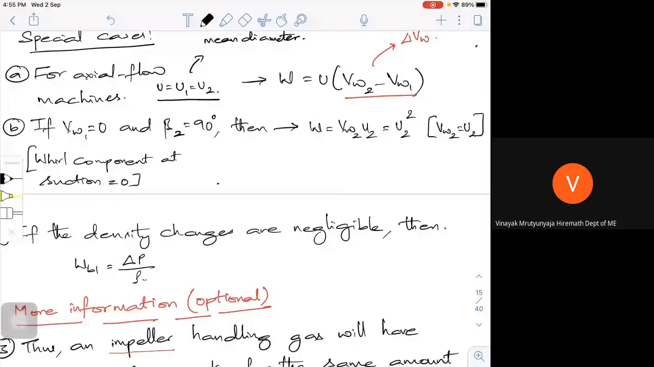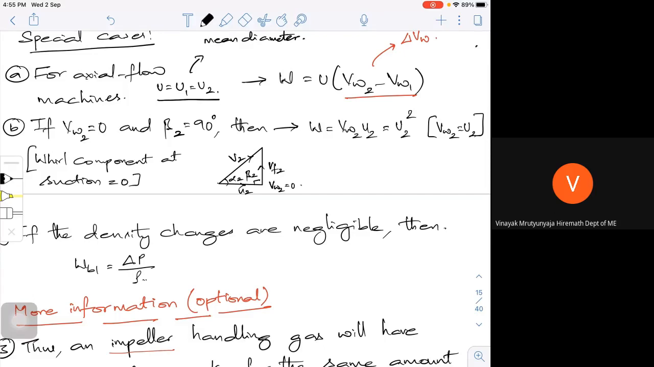Your beta 2 is, okay. This is my beta 2. This is my alpha 2. This is my V2. This is my U2 and this is my VW2, or VW2 0, whatever it may be. So let me call this VW2 is equal to 0.